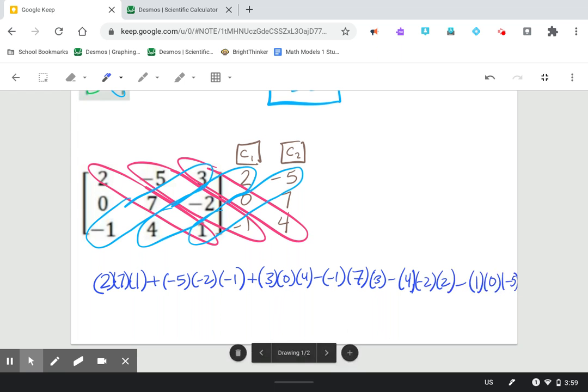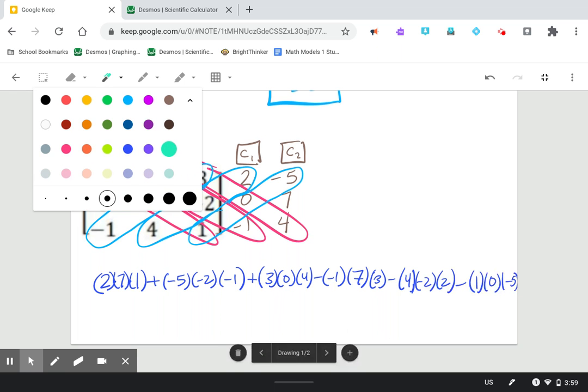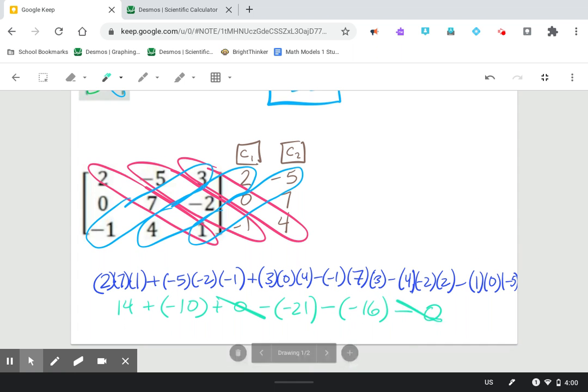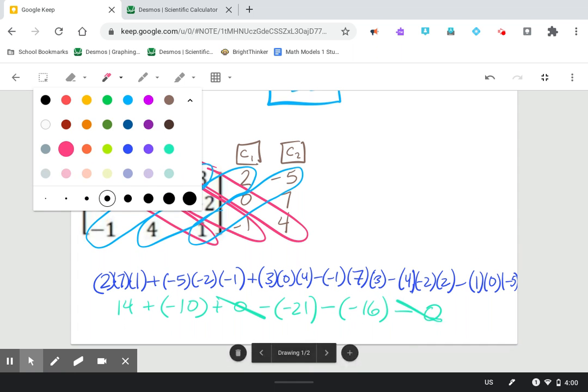So again, I'm going to work each one of these little things out and get an answer. 2 times 7 times 1 is 14, plus negative 5 times negative 2 times negative 1 is negative 10, plus 3 times 0 times 4 is 0, minus negative 1 times 7 times 3 is negative 21. 4 times negative 2 times negative 2 is minus negative 16. And then minus 0 again, because that makes a 0. So those are just going to go away.